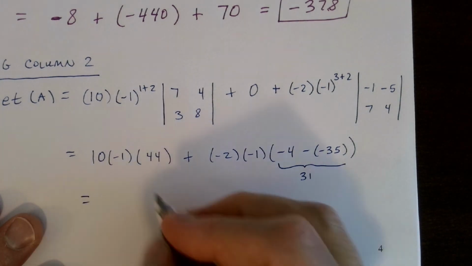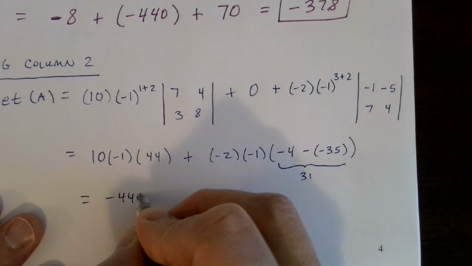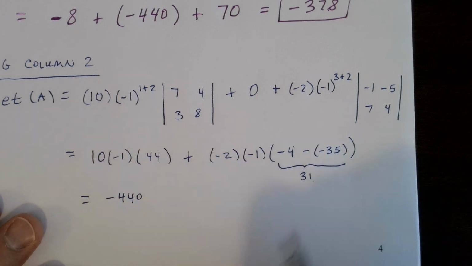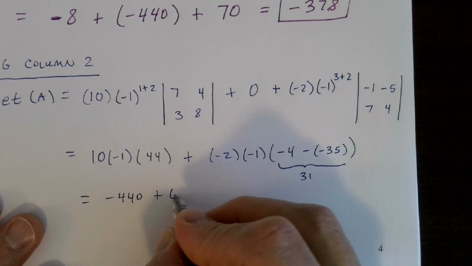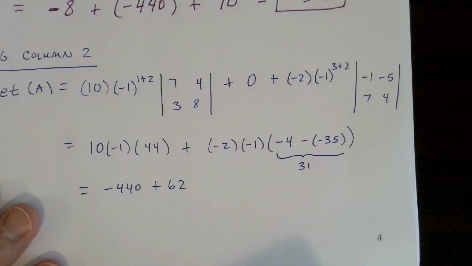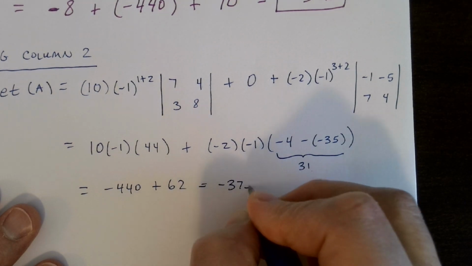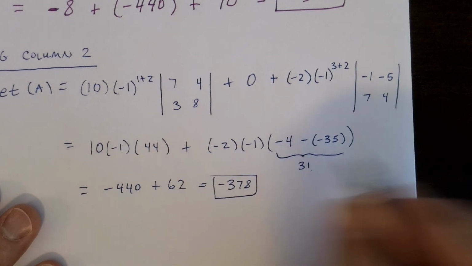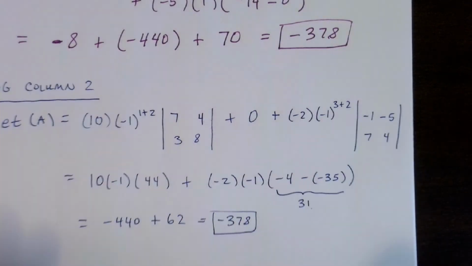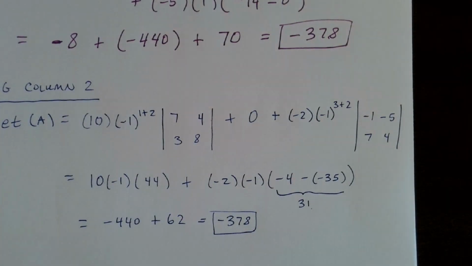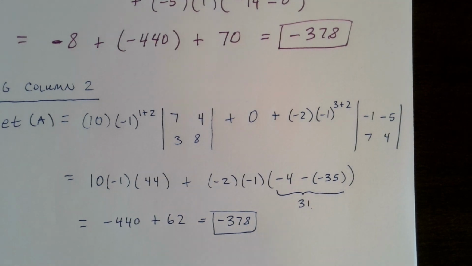And so I get negative 440 here. Here I get positive 2 times 31, that's positive 62, and negative 440 plus 62 is indeed negative 378, which is the same thing we got doing it along row 1. And so I would encourage you to try maybe cofactor expansion along row 2 or 3 or column 1 or 3 and just confirm that that is the case.